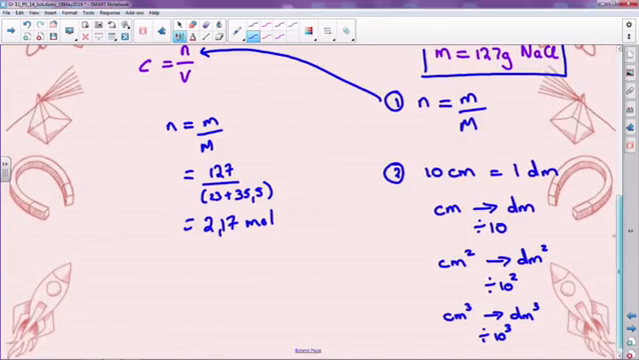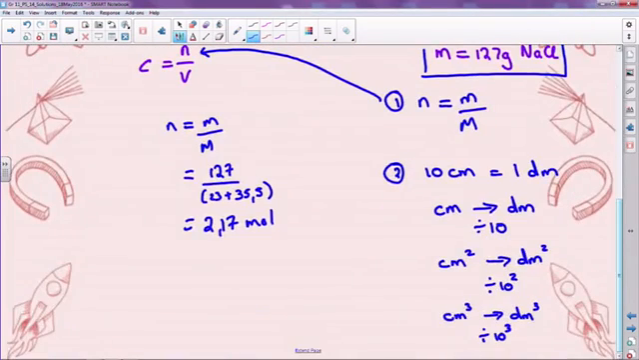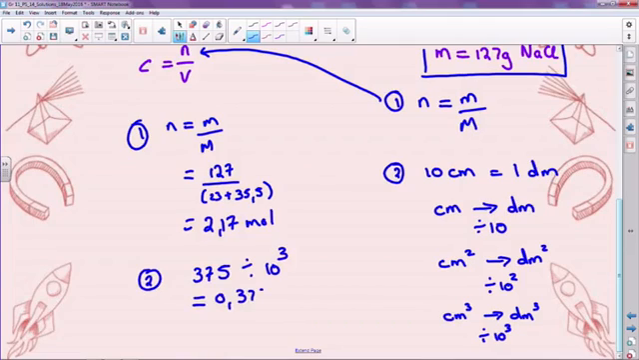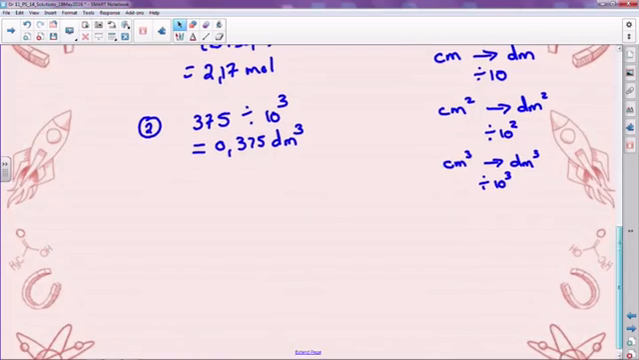I have got 375 centimeters cubed. So this is part number 1. Part number 2, I've got to go 375 divided by 10 cubed. You can use your calculator, or hopefully you're able to do this in your head. I'm going to get an answer of 0.375 cubic decimeters. Okay, so now we are away. We've got all the information that we need. So now we just plug it into our calculation.